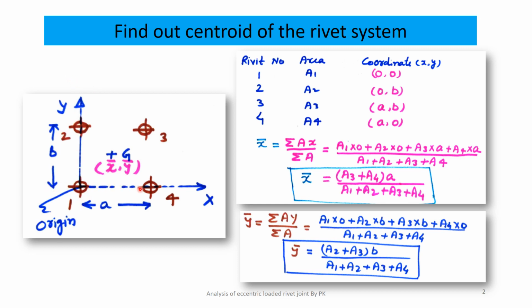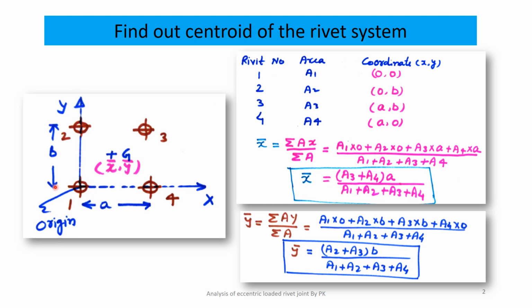The x-axis is normally chosen in such a way that it passes through the center line of the lower extreme position of the rivet system. Here we see that rivets 1 and 4 are at the lower extreme position. So we pass a line through the centers of rivets 1 and 4, and we call that the x-axis. To locate the y-axis, normally we take the left extreme position of the rivet system. Here 1 and 2 are the extreme most rivets, and the line passing through the centers of these two rivets we locate as the y-axis.